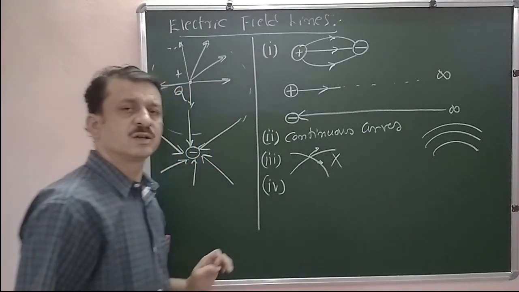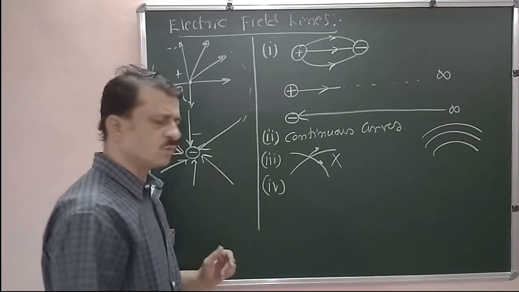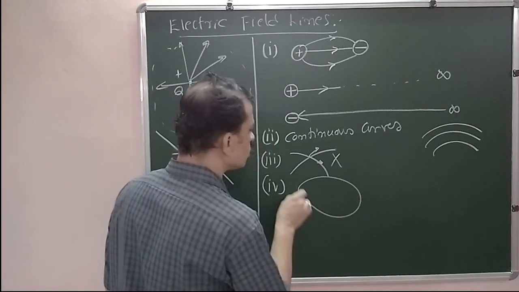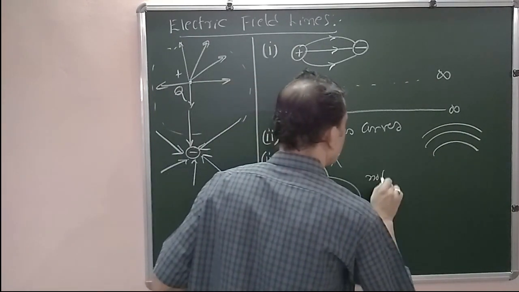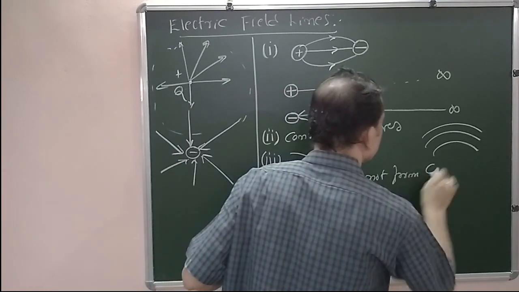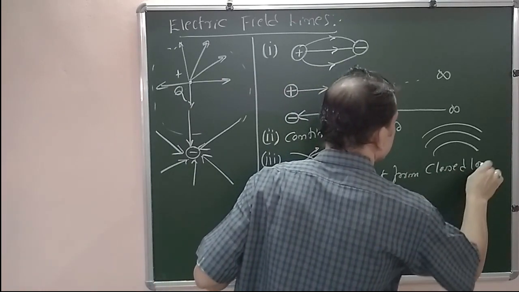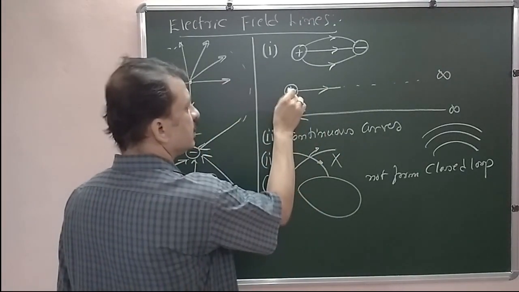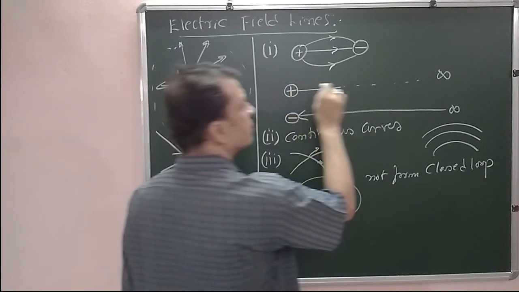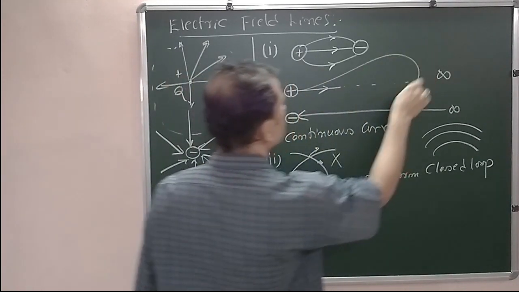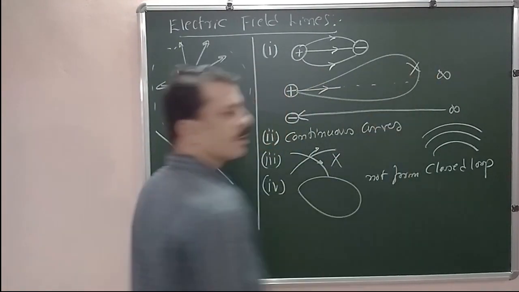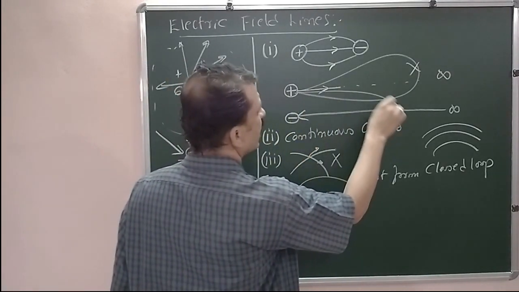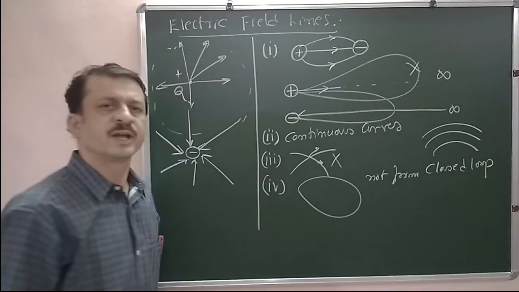And the fourth point, one important point: they do not form a closed loop. For example, for a positive charge, the lines start from the positive charge and will not come back to the same positive charge. If there is a negative charge, then only they move there and end at the negative charge.